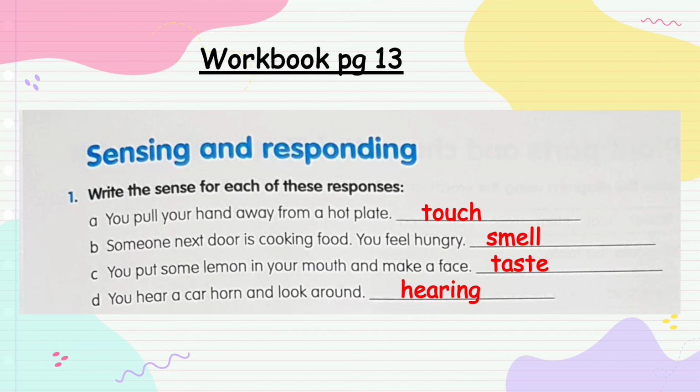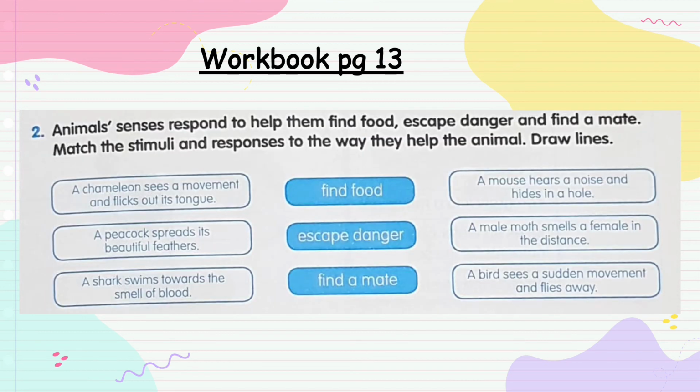Okay, now question 2. Animal senses help them find food, escape danger, and find a mate, also to find a partner. Match the stimuli and the response to the way they help the animal. You draw lines, okay? The first one is the chameleon sees the movement and flicks out its tongue. Is it for finding food, escaping from danger, or finding a mate? It is for finding food. A peacock spreads its beautiful feathers. Yes, to find a mate.